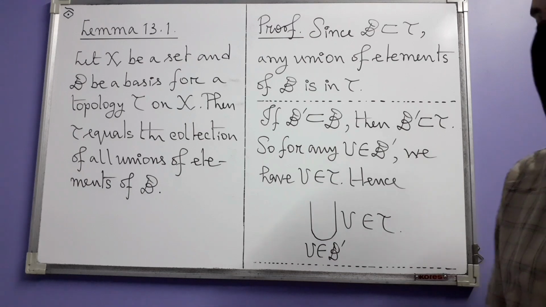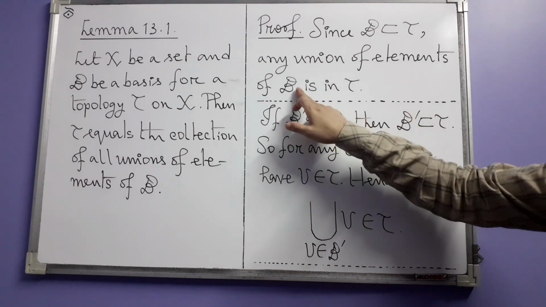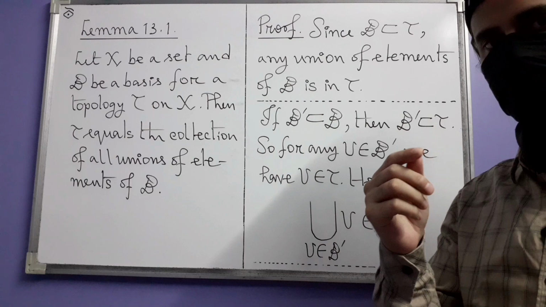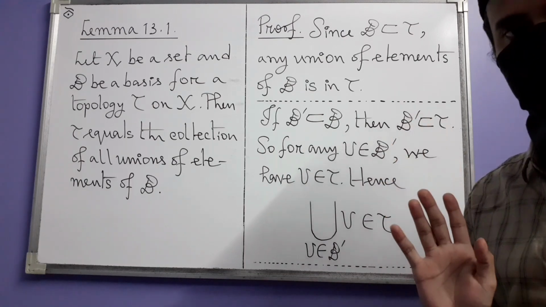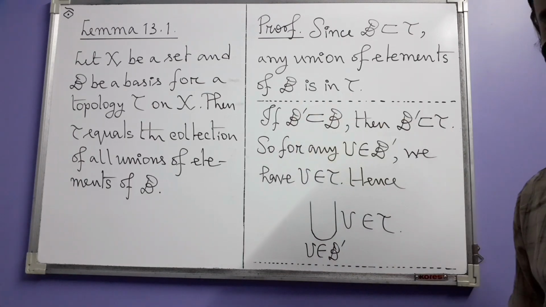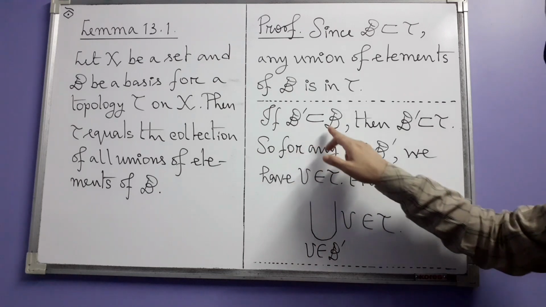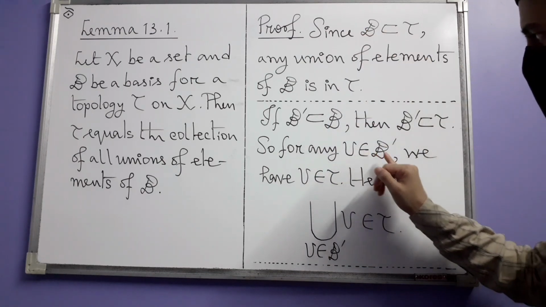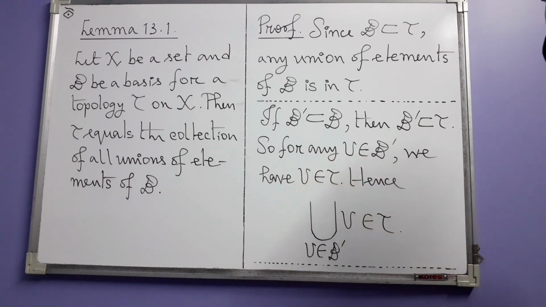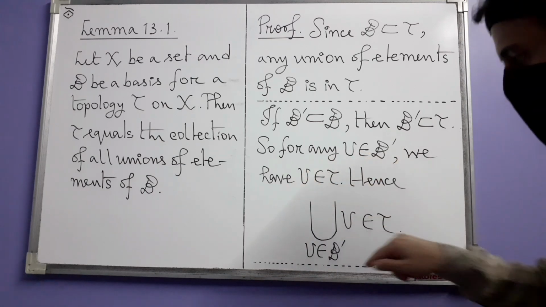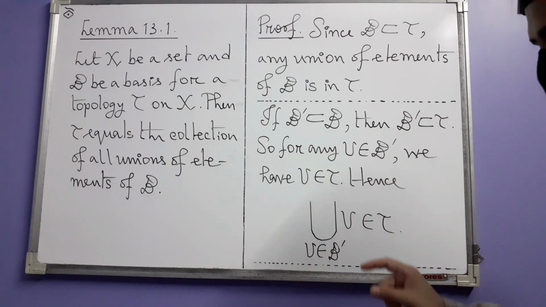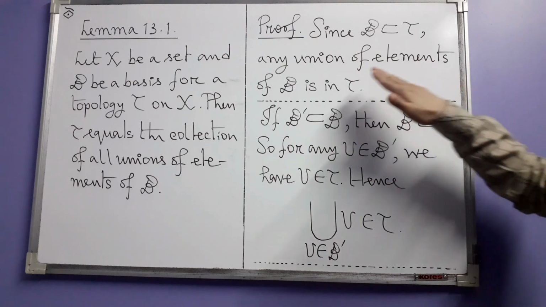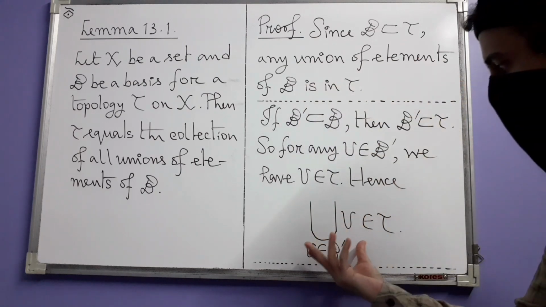But exactly how? Any union of elements of B involves the union of the elements of some subcollection of B. Let B prime be one such subcollection. Then B prime is also contained in tau because B is contained in tau, and as such for any element U in B prime, U is also in tau. So if you now take the union of such U's, then obviously it will also be in tau because tau is a topology. That is why any union of elements of B is in tau.